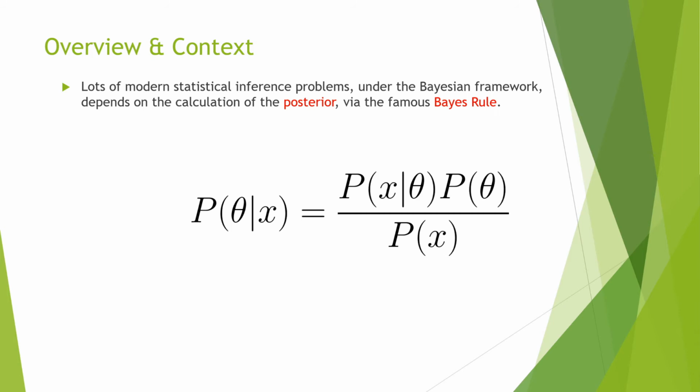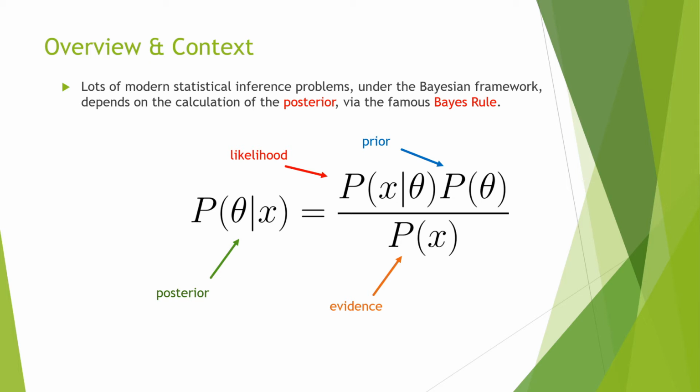So it all begins with the very basic and fundamental concept that every Bayesian statistics course will touch upon. We know that lots of modern statistical inference problems under the Bayesian framework depend on the calculation of the posterior via the famous Bayes rule. It says that the posterior of the model parameters equals the likelihood of the data multiplied by the prior density of the parameters divided by the model evidence, which can be understood as the marginal probability of observing the data.